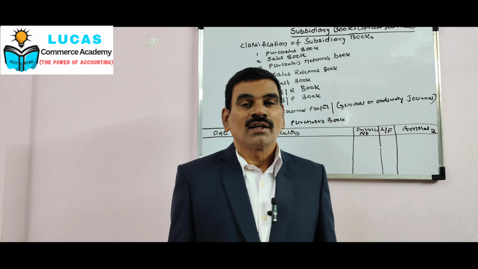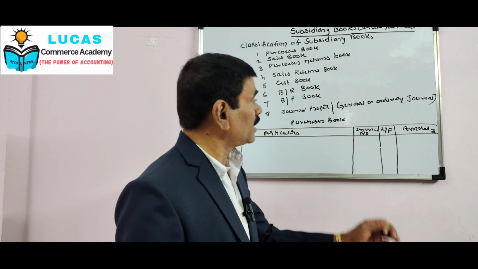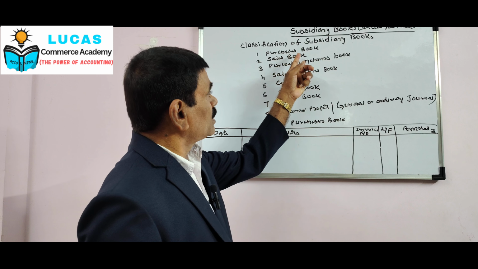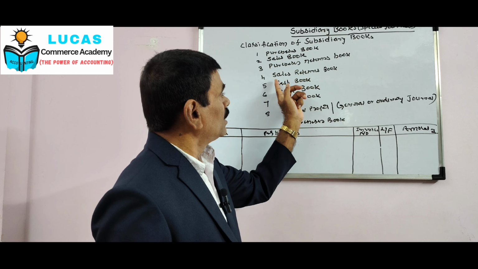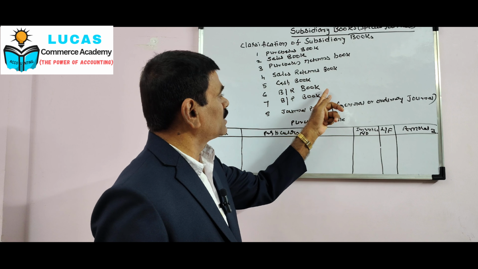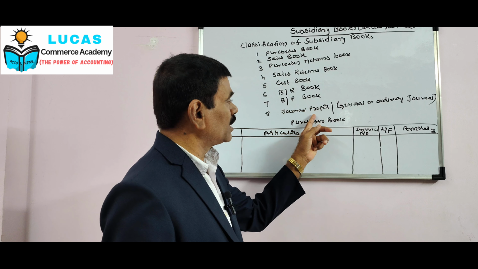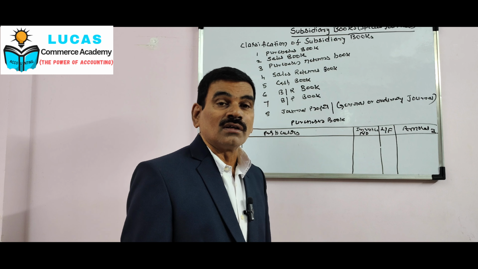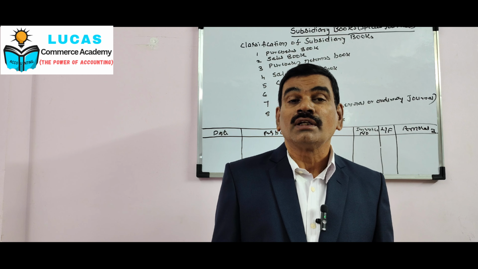So here subsidiary books can be classified into 8 types. First one, purchases book. Second one, sales book. Third one, purchases returns book. Fourth one, sales returns book. Fifth one, cash book. Sixth one, bills receivable book. Seventh one, bills payable book. And the last, eighth one, journal proper or general journal or ordinary journal. So let us discuss each book in detail.